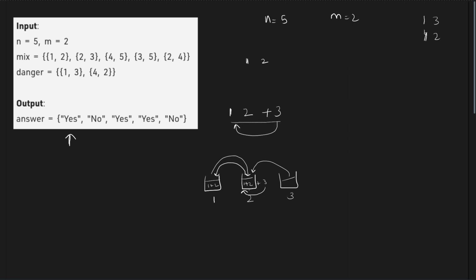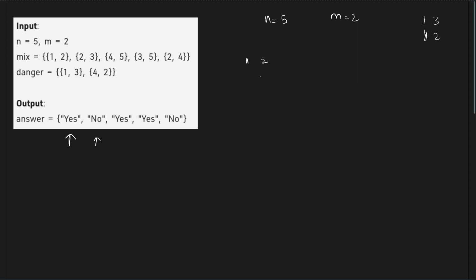Once we have found this, we know that 1 and 3 cannot be mixed together. So the second answer would be no. 1 and 2 are still together, but since we did not mix 3, there will be no change in the mixtures. It's just that we have to print the answer no. Now 4 and 5 are mixed together. Can 4 and 5 be mixed? Yes, there is no problem, so the answer is yes. Can 3 and 5 be mixed together? Yes, 3 and 5 can be mixed together, and it will make it 3, 4 and 5. Right. Now 2 and 4 can be mixed together.